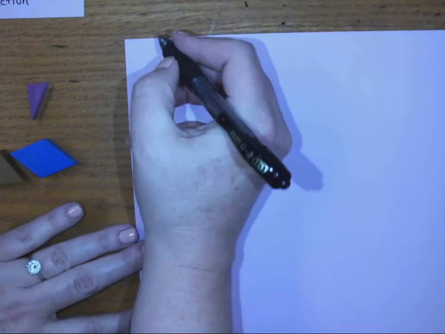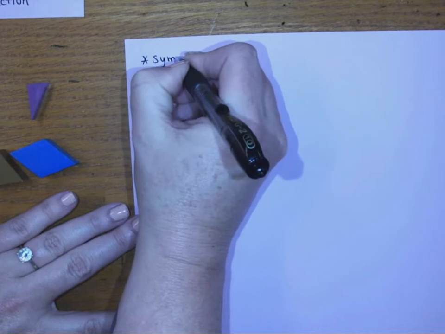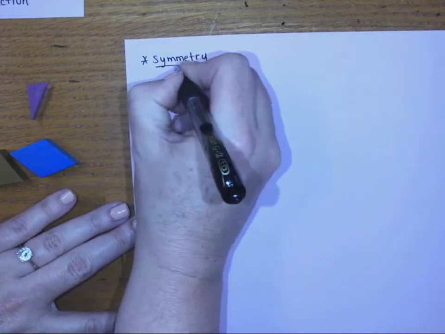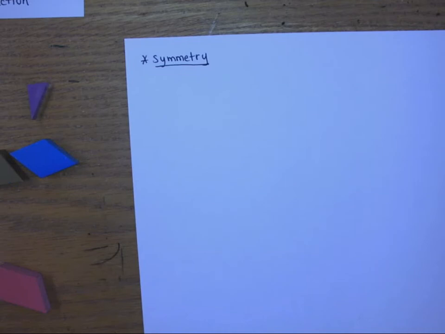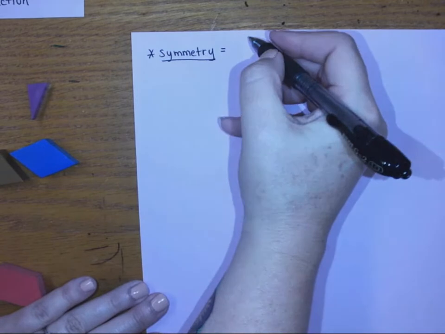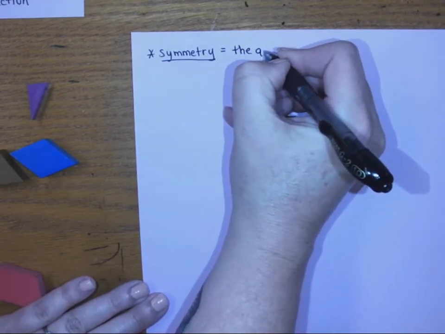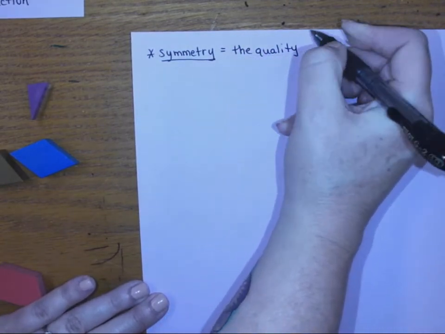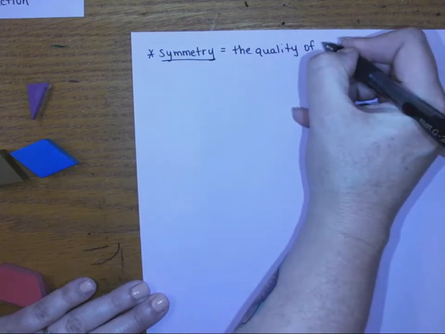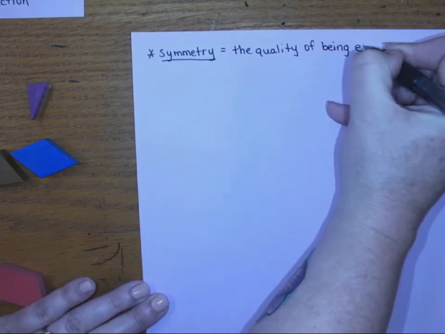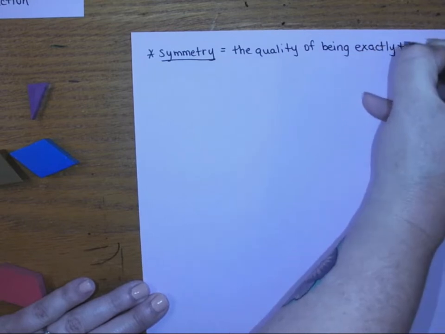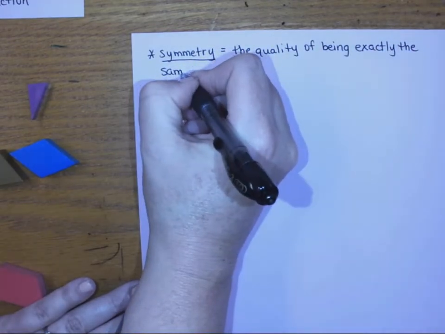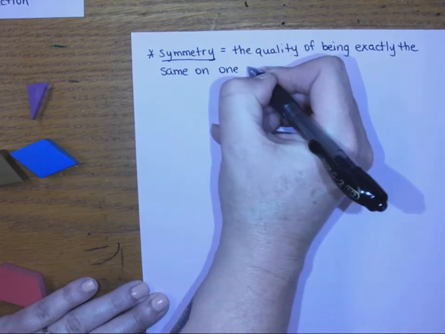All right, so after you've looked at that handout that I gave you, I want to talk about one more thing. I want to talk about a concept called symmetry. The definition of symmetry is the quality of being exactly the same on one side as you are the other.